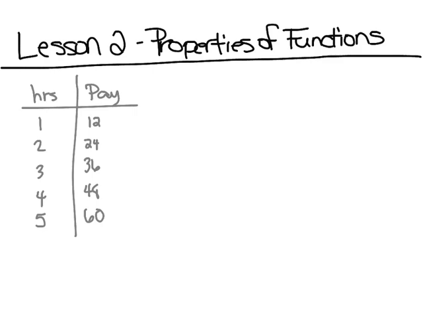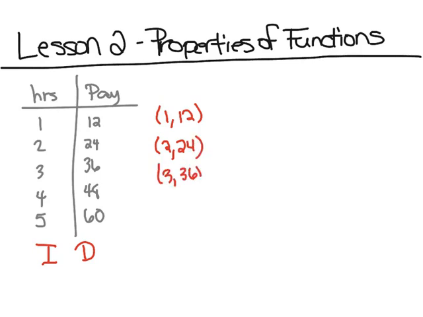So for example 3, we're going to write it out as ordered pairs and determine the domain and the range. So first we want to find our independent and our dependent variables. So independent is hours because it's going to be hours no matter what. Your pay depends on how many hours you work. So our ordered pairs are 1 and 12, 2 and 24, 3 and 36, 4 and 48, and 5 and 60.